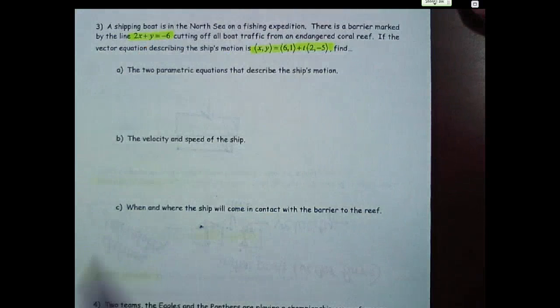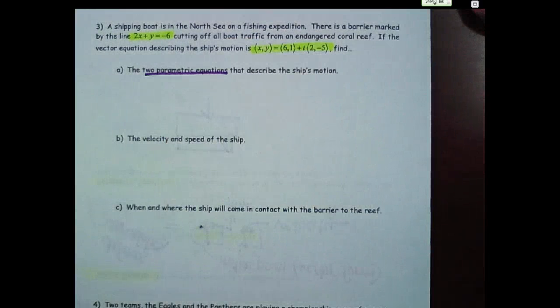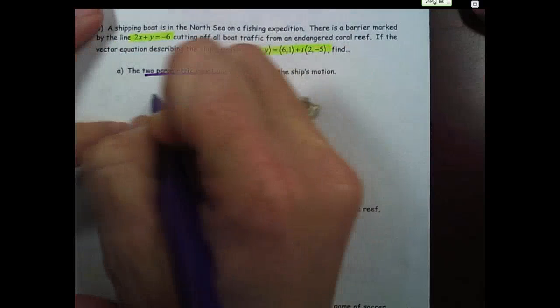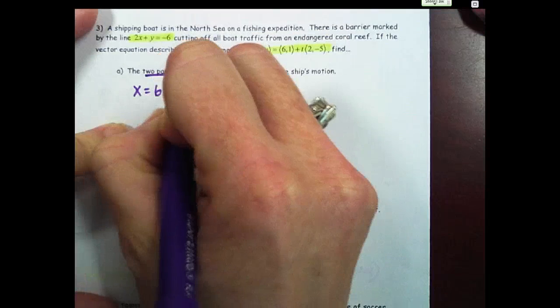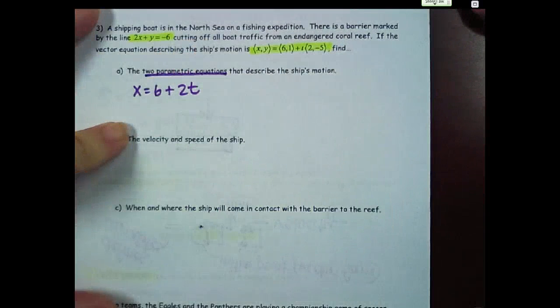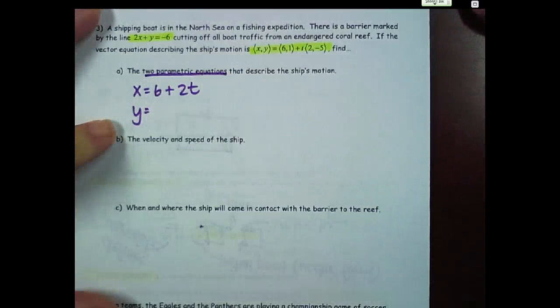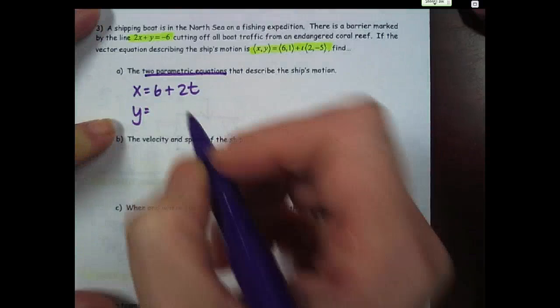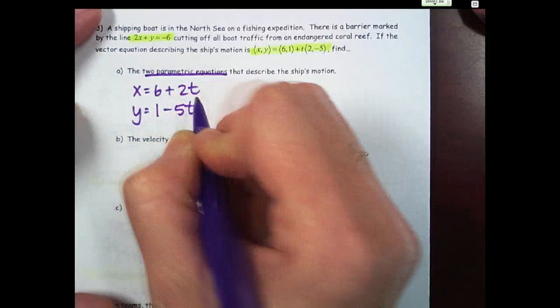So the first question is, find the two parametric equations. That's the easy part, right? That's the x equals and y equals. Those are the parametrics. So x equals, where do we start at? 6, right? Plus 2 times every jump, 2t. Now you find the y equals. Where does y start? 1. And then you're going to go down 5 every time.